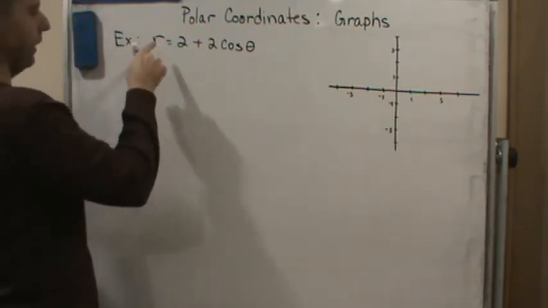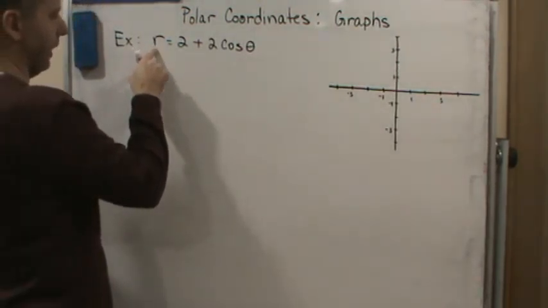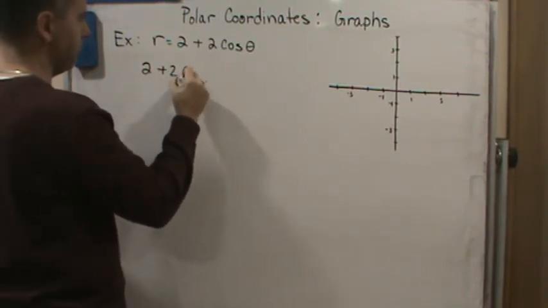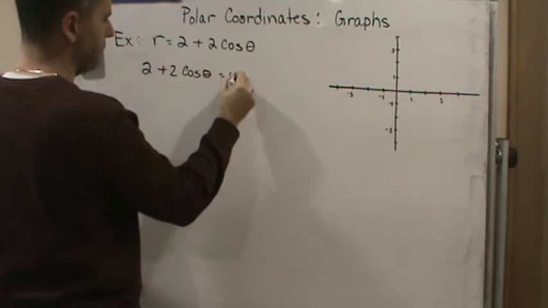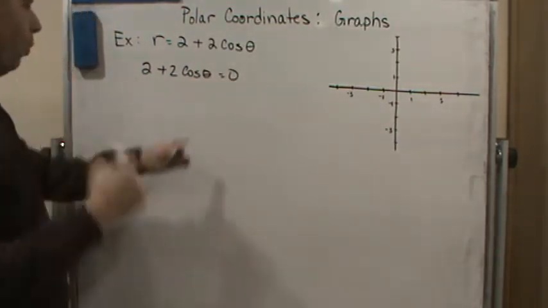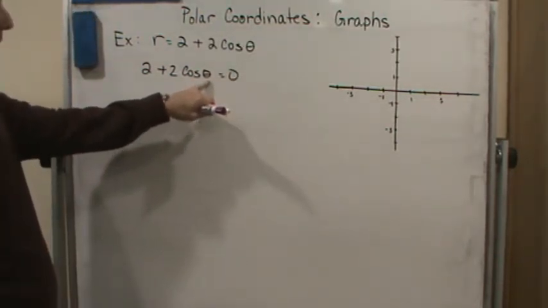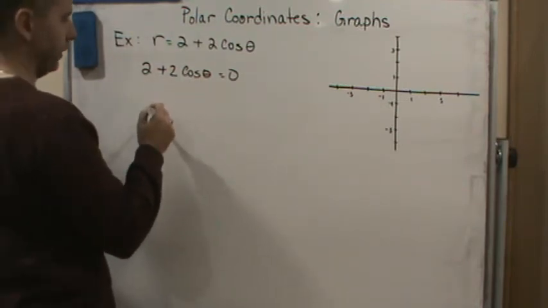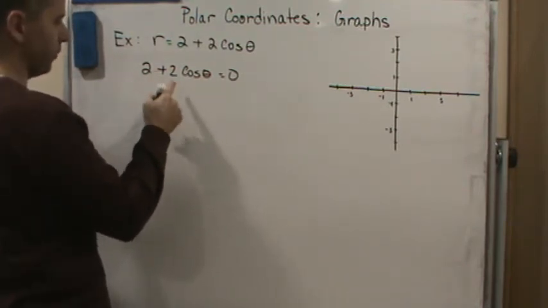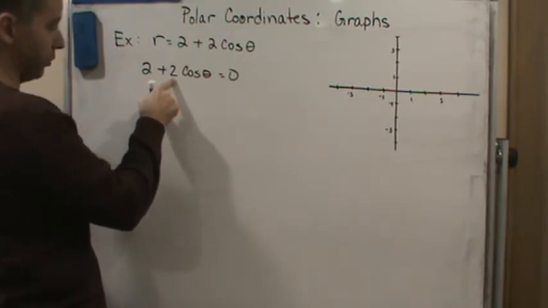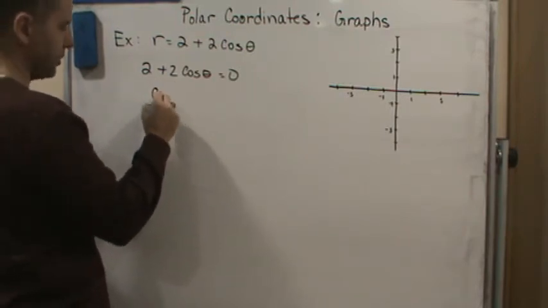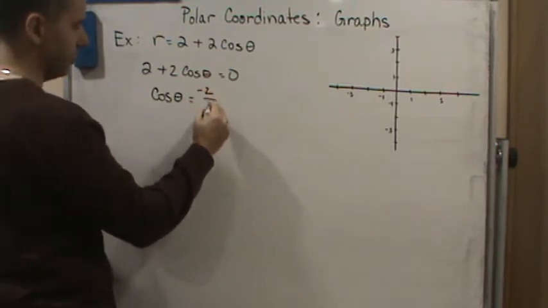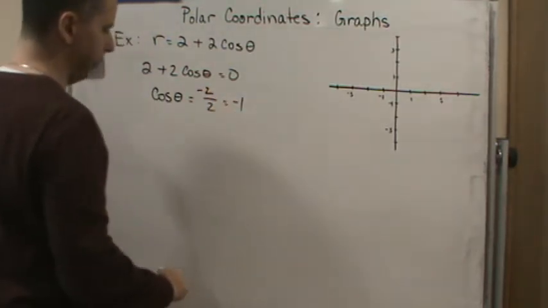Where is r equal to 0? So that means we're going to take 2 plus 2 cosine theta equals 0. So now we're going to find out what angle makes this whole thing equal to 0. So I'm going to solve for cosine. Well, if I subtract 2 from both sides and divide by 2, what do I get? I get cosine theta is equal to negative 2 divided by 2, which equals negative 1.